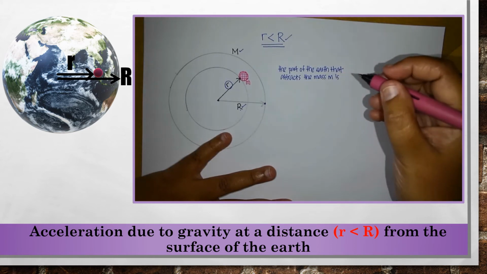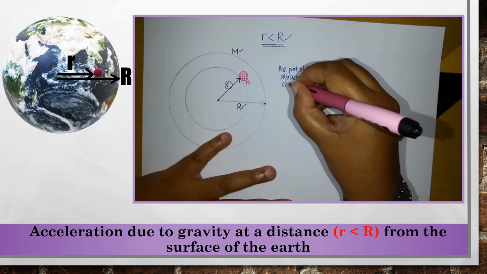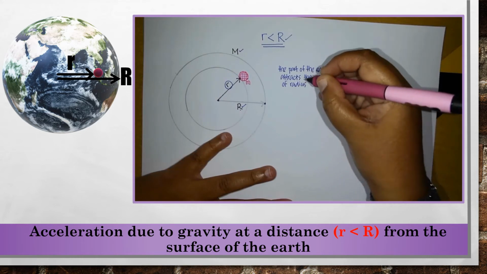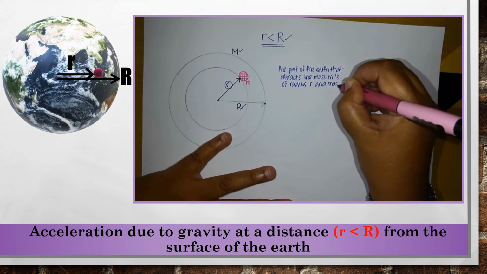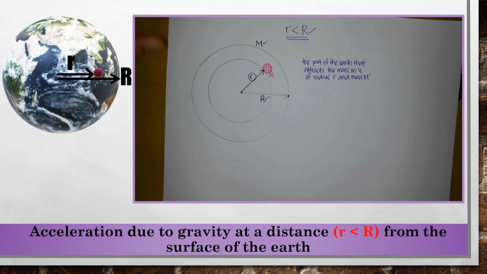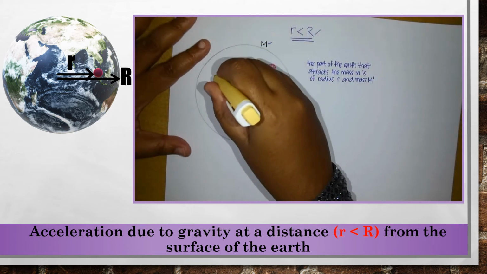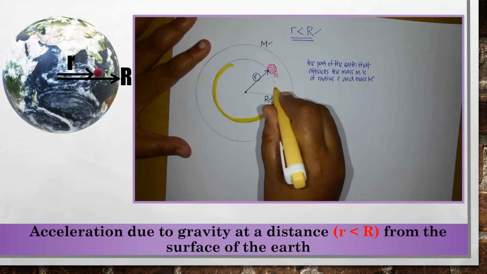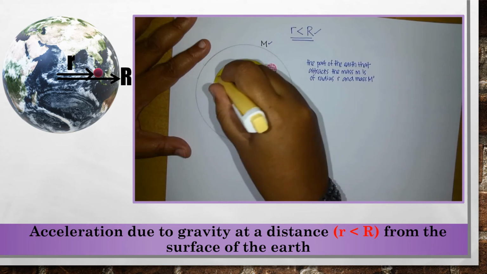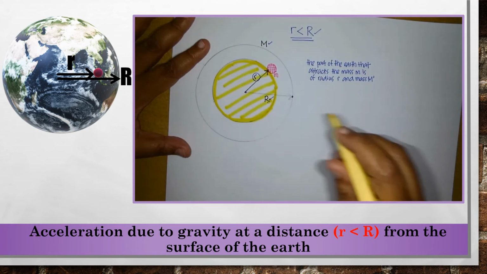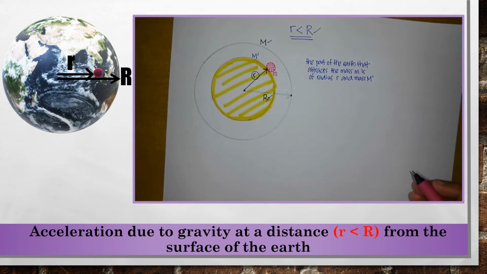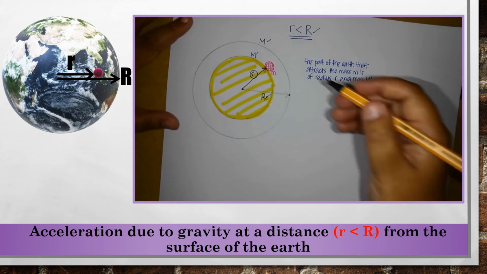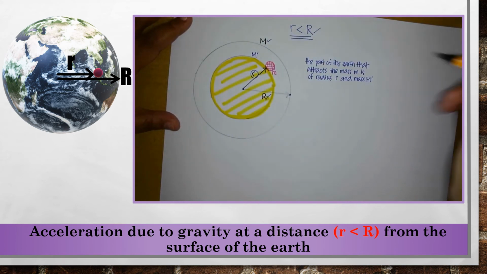Is of radius R and mass m naught. The part of the earth that attracts the mass m will be this part of the earth. The mass is m naught, the radius is r. So based on the concept, there is a gravitational force F.